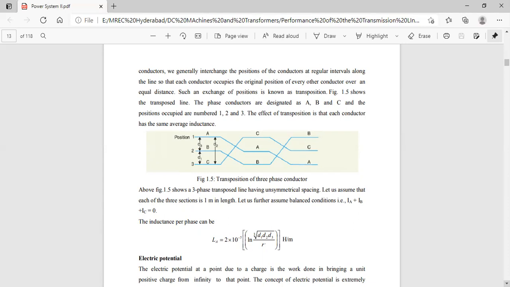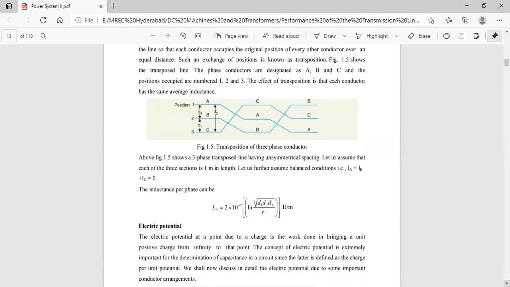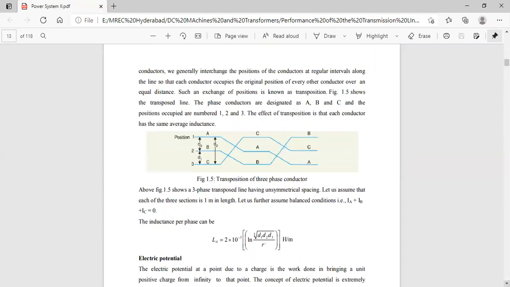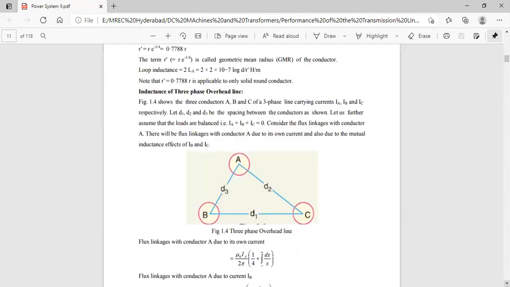Let us further assume balanced conditions, that is IA + IB + IC = 0. The inductance per phase, otherwise LA, is equal to 2 × 10^-7 × ln of (D1 D2 D3)^(1/3) divided by R', in Henry per meter. R' is the geometrical mean radius, which is equal to 0.7788 R. So this is the inductance of the three-phase transmission line.